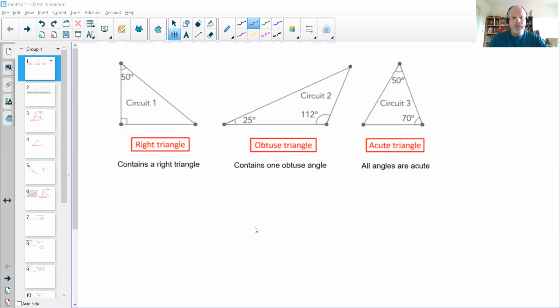On your notes, the first thing you see is these three triangles. This is just vocabulary. The one on the left is called a right triangle because it contains a right angle. The middle triangle is an obtuse triangle because it has exactly one obtuse angle. The one on the right is an acute triangle because all three angles are acute angles.